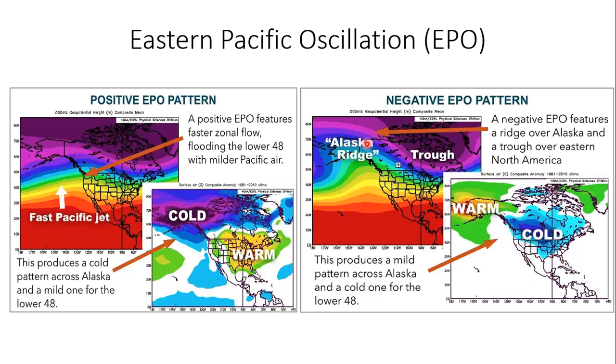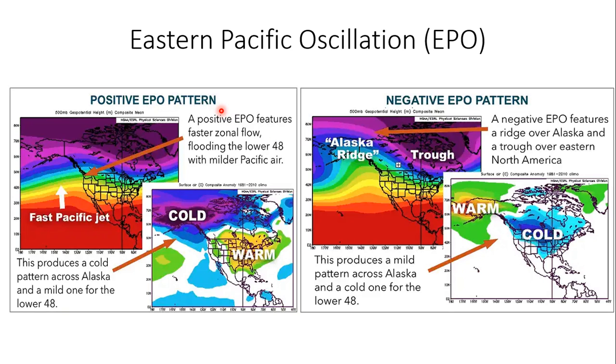Now, a negative EPO pattern, look what happens here. We get a huge ridge that builds into Alaska. That's that big ridge, and then you have a trough over the eastern United States, or eastern North America in general. So with a negative EPO, it tends to produce the flip-flop pattern of a warmer than normal situation in Alaska and a colder than normal situation for the United States as a whole during a negative EPO.